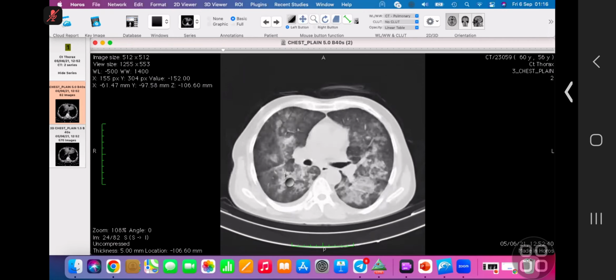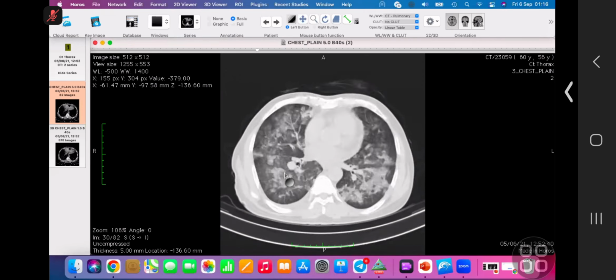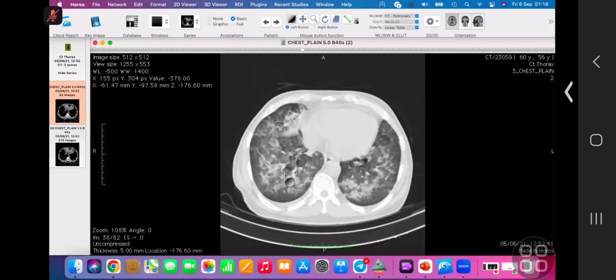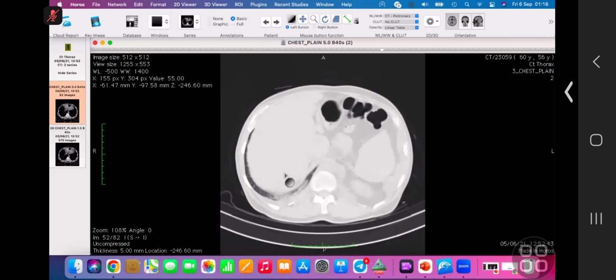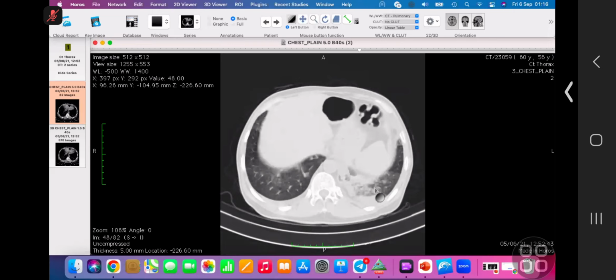Scrolling down, you can nicely see some developing consolidations are also happening here, in the left lower lobe.